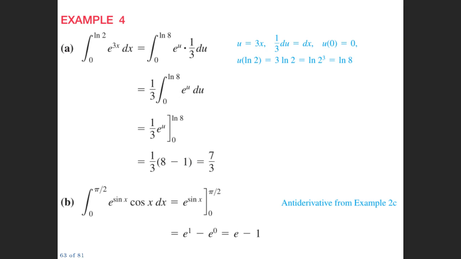Another example from your textbook using this property. Which bit do I want to do? Just look at this part. One third, integral from 0 to ln 8 of e to the power u du. That's just a third e to the power u calculated at ln 8 and at 0, because e to the power u is an antiderivative of e to the power u. And I'll leave part B for you to read yourself.